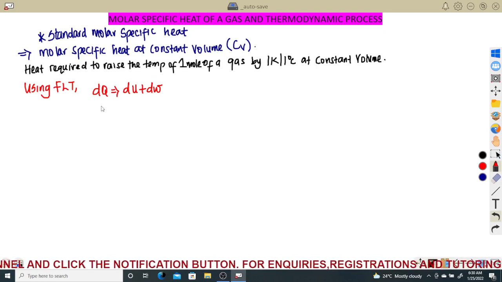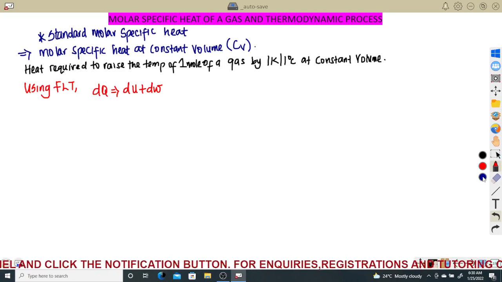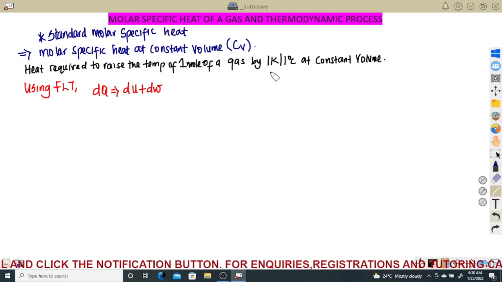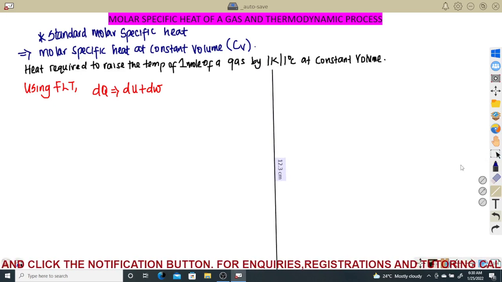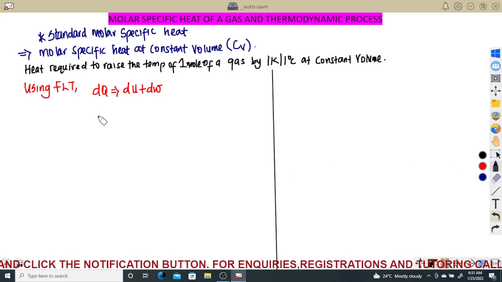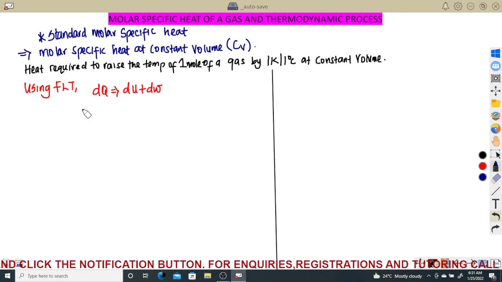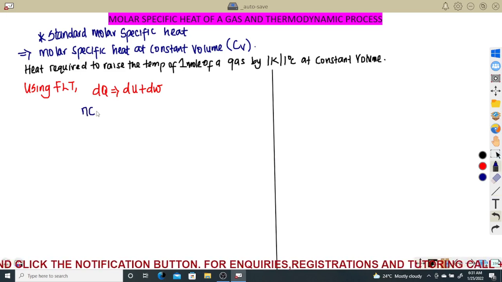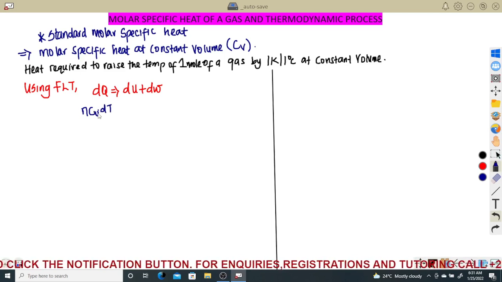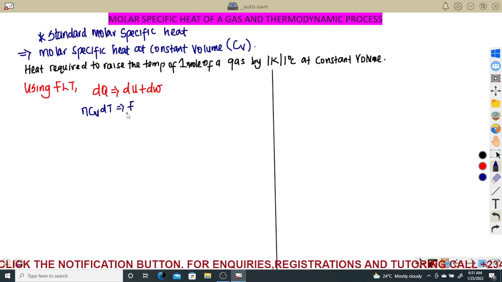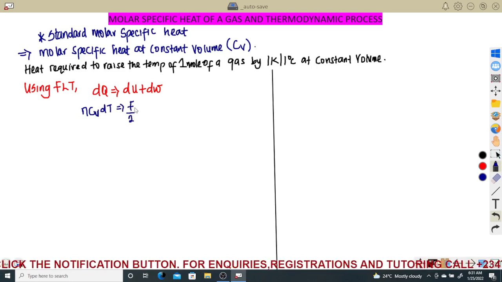So using this formula we've talked about, Q is given by nCV times the change in temperature. We'll talk about that. And the internal energy is f by 2 nR dT.